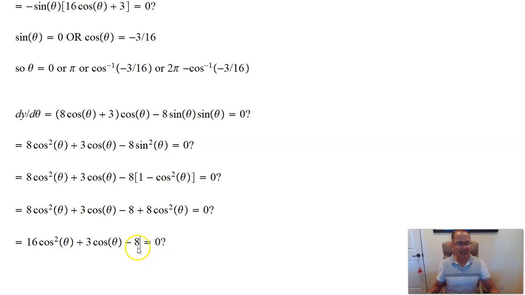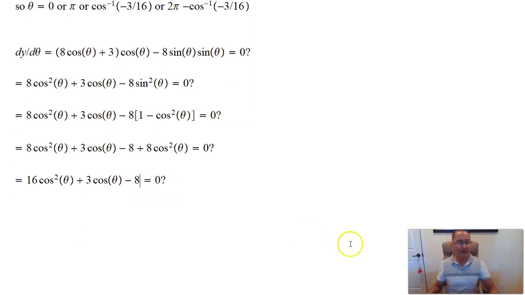Okay, does this factor? I don't think so. But it's a quadratic in cosine theta, so we can use the quadratic formula. And if this makes you feel uncomfortable, let's do a substitution. Let A be cosine theta.